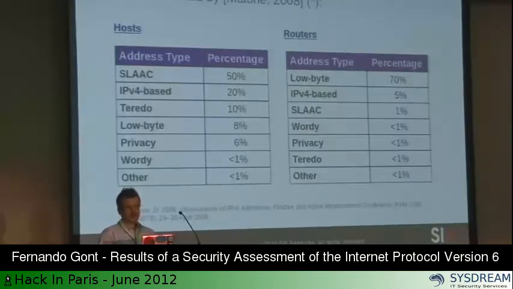In the case of routers, the numbers change quite a lot. You can see in this slide that you have 70% of low-byte addresses, which shouldn't be a surprise, because in the case of routers, you typically configure their addresses manually, so you don't include the MAC address of the network interface or anything else. In most cases, you just set the interface ID to all zeros and change the last byte.